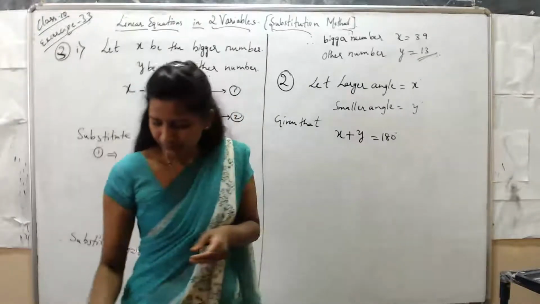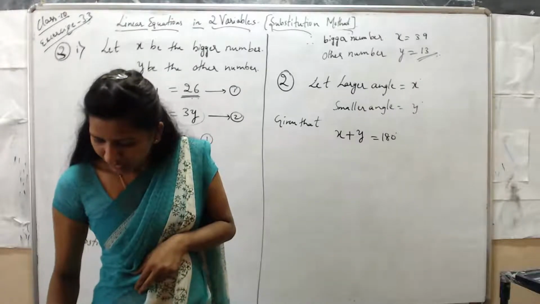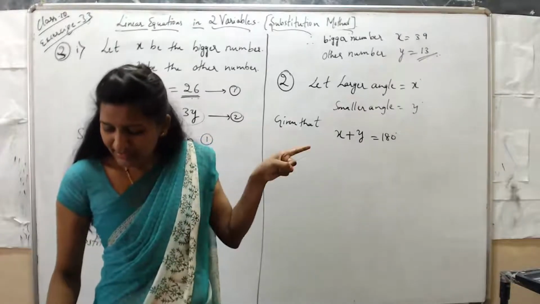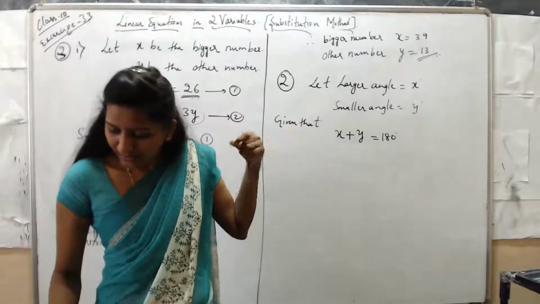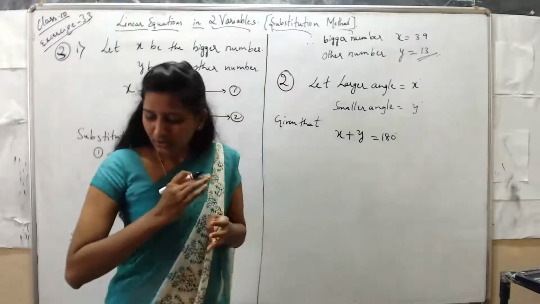Okay. Next, larger angle exceeds the smaller angle by 18 degrees. Given that, see, remove that supplementary angles.